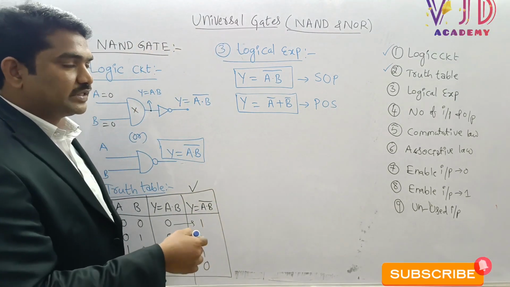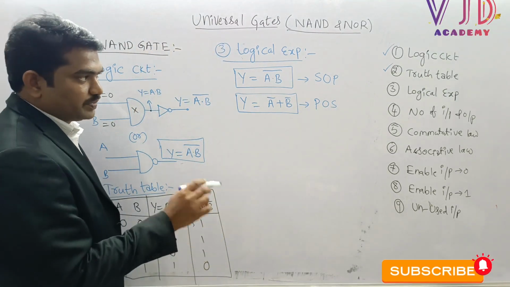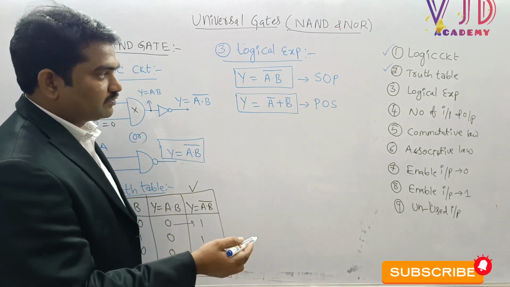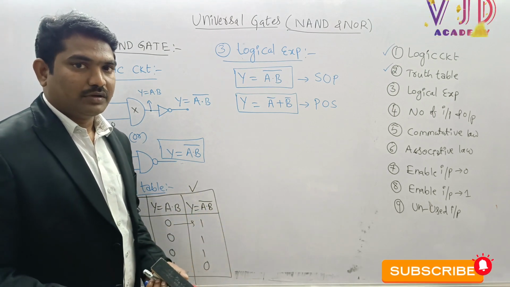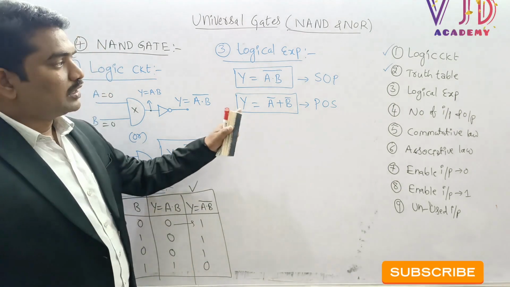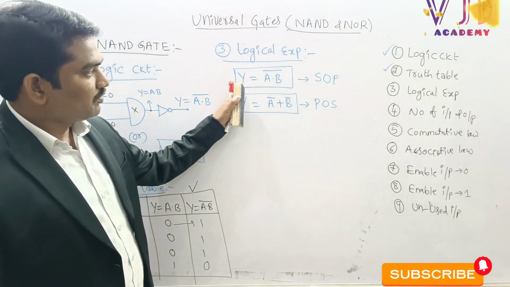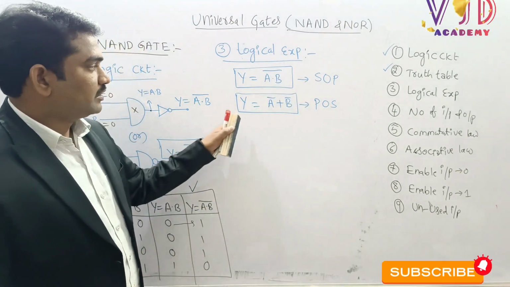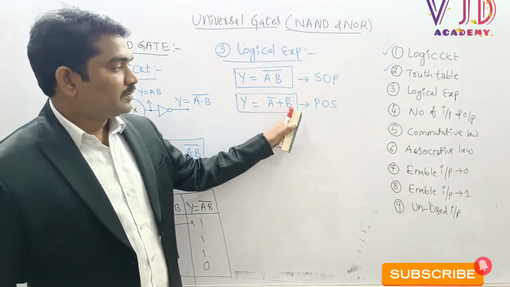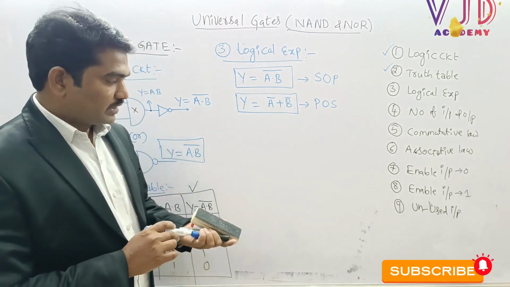Let me explain what is SOP, how to convert SOP to POS, and what is POS, how to convert POS to SOP when we deal with Boolean algebra. Let us try to understand as of now. Y equal to A into B whole bar is SOP form, sum of products, and Y equal to A bar plus B bar is POS form, product of sum.